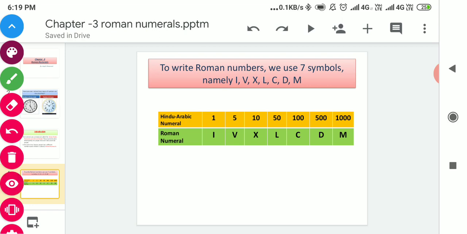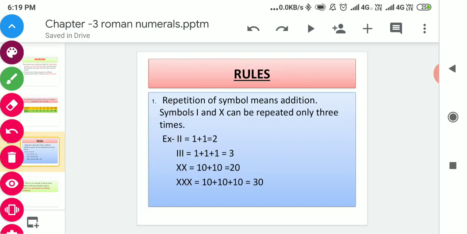Let us understand some rules. To write any Hindu Arabic numeral in the Roman number system, we should know some rules. Rule number 1. Repetition of a symbol means addition. It means when a symbol is repeated, we will do addition. Example, II. Here I is repeated 2 times, so we will add I up to 2 times.